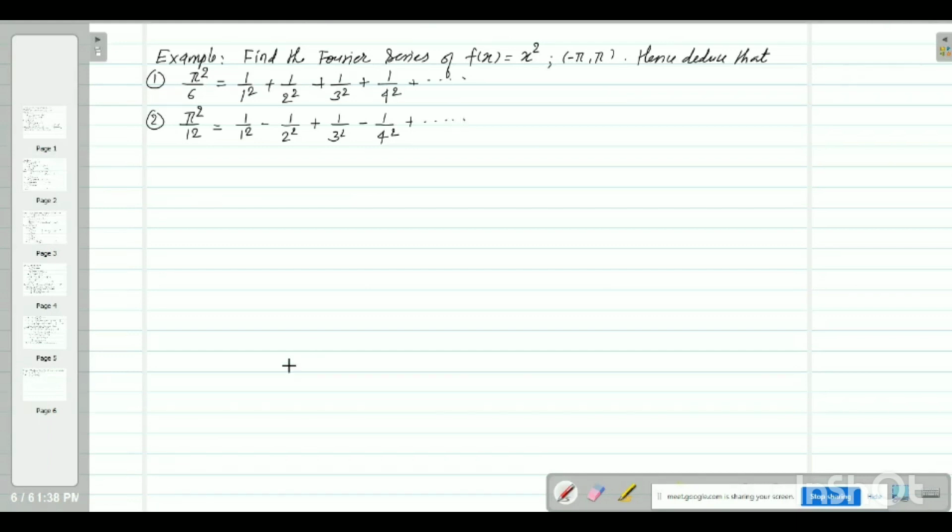Okay, let me give one more. Number 3, pi square by 8 is equal to 1 upon 1 square plus 1 upon 3 square plus 1 upon 5 square plus 1 upon 7 square and so on. Okay, let us see how to do this problem.